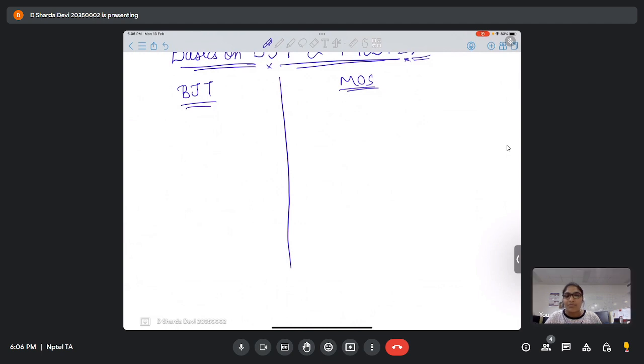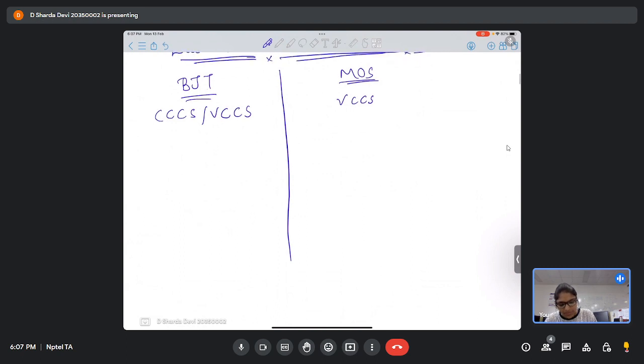Ma'am, BJT is a current controlled current source, and MOSFET is a voltage controlled current source. Okay, so BJT is a current controlled current source. It can also be a voltage controlled current source depending on whether you are injecting base current or applying a base voltage, right? But rightly said, MOSFET is a voltage controlled current source, as here we cannot inject any current into the gate, right?